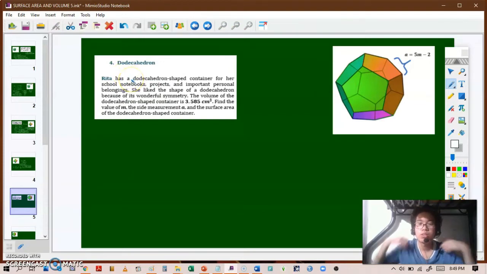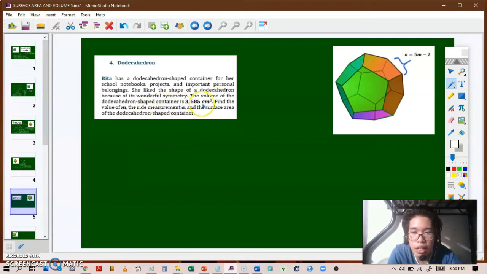So Rita has a dodecahedron-shaped container for her school notebooks, projects, and important personal belongings. She liked the shape of a dodecahedron because of its wonderful symmetry. The volume of the dodecahedron-shaped container is 3,585 cubic centimeters. So find the value of m, the side measurement a, and the surface area of the dodecahedron-shaped container.